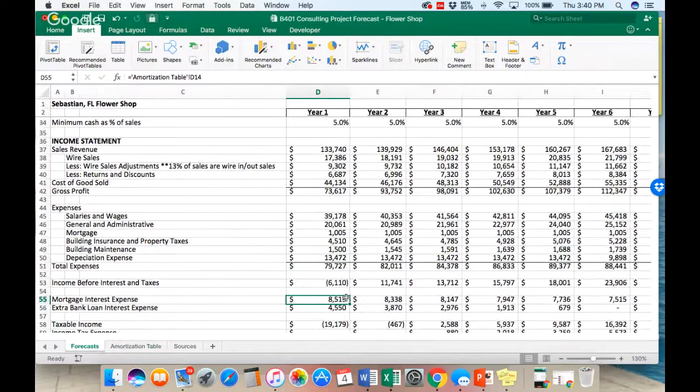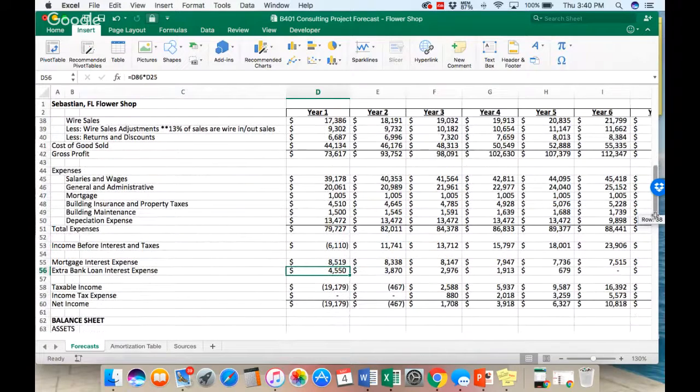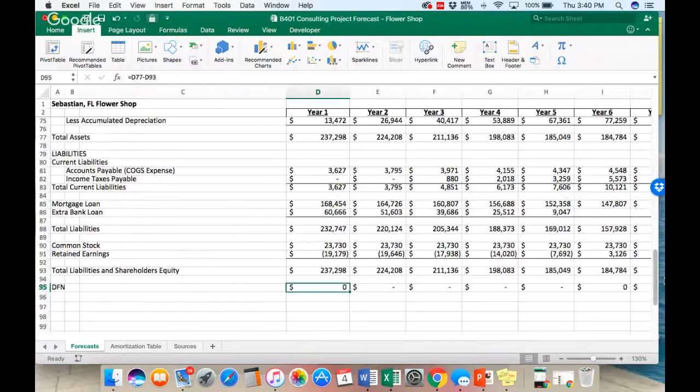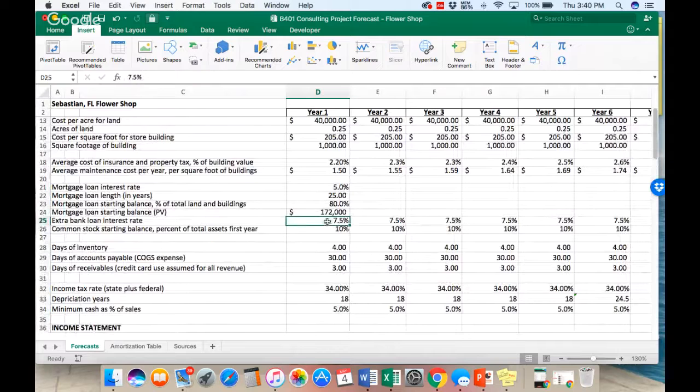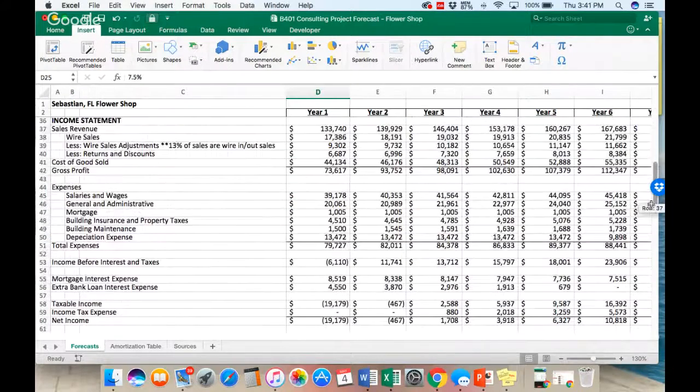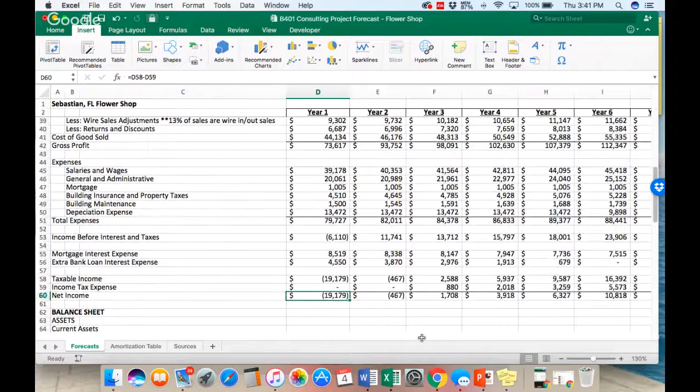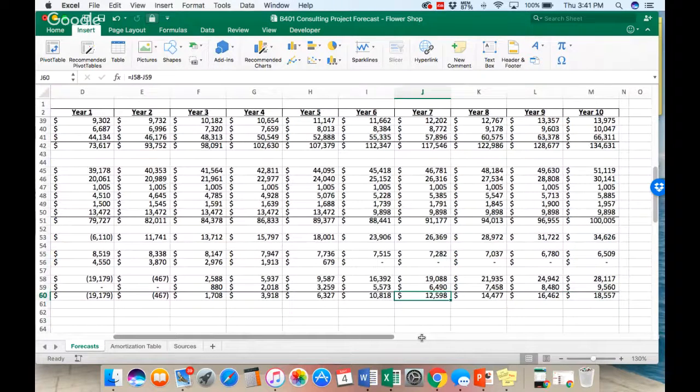If we go back to the forecast, our extra bank loan number is determined by whatever is left down here to balance at 0, and then multiplied by the interest rate, which we decided would be 7.5% based on previous case examples that we've done in this class. So that sums up the income statement for our company. And we can see in the first 2 years, we end up with a negative net income. But starting in year 3, our income starts doubling, and then doubles again, and then it tapers off at about 2.5% going forward.